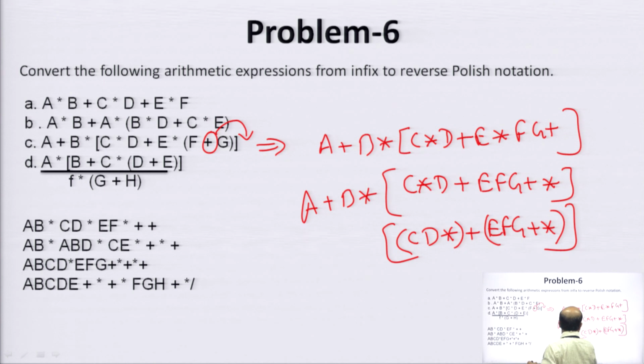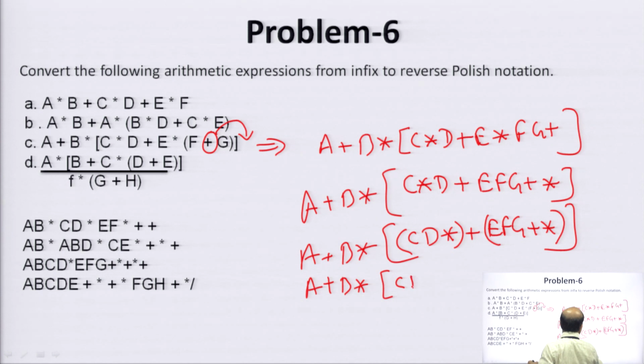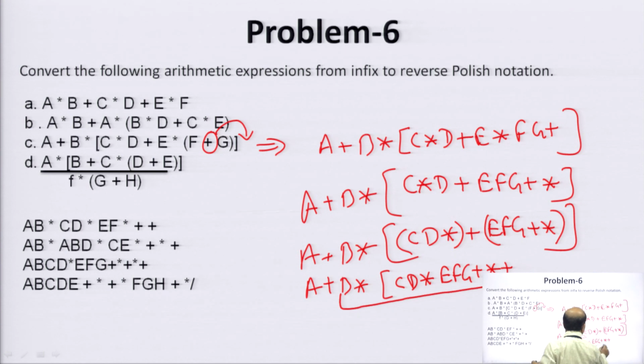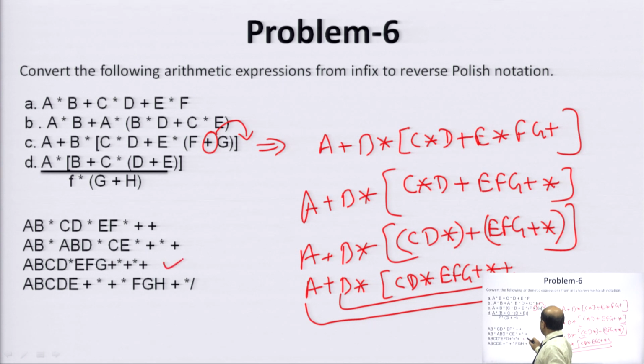This can be solved in the next step, which is nothing but A plus B star. If you solve this, it becomes C D star E F G plus star plus. Then you solve this operation and then the last operation. Finally, you get the solution A B C D star E F G plus star plus star plus. Likewise, you can solve this.